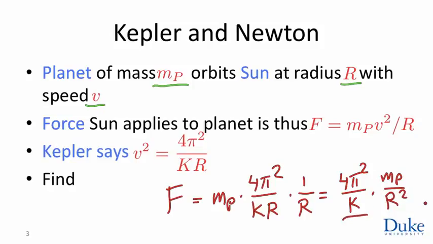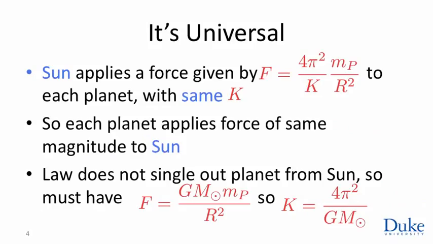So let's see what we do with this. Well, remember, the idea was that it's all going to hang together, it's all going to be the same force. The sun applies a force given by this expression we found to each planet, and to all the planets it applies the force given by the same constant k. By Newton's third law, each planet applies a force of that magnitude, this precise magnitude, to the sun.